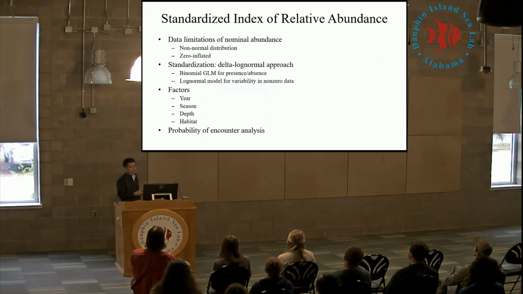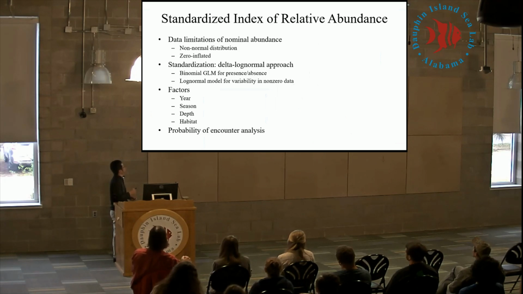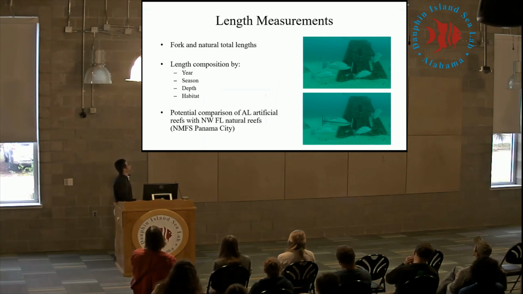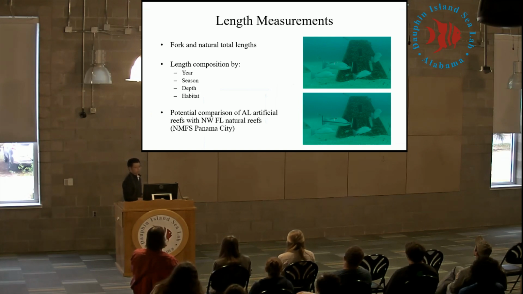After that, I'll be making a standardized index of relative abundance. I'll be using the nominal abundances, and the reason is that it's a zero inflated data set, which means that I'll see gray snapper on a lot of these reefs. However, for a majority of them, I actually don't see them. So in order to be able to interpret this data, I'm going to have to standardize it using a delta log normal approach, which is a two-step process. The first being a binomial generalized linear model to see whether or not the snapper are there. And the second, if they are there, I'm going to be able to analyze the variability in that catch data. For the variability, I'll be looking at factors such as year, the season, the depth, and habitat to see how those affect the abundances.